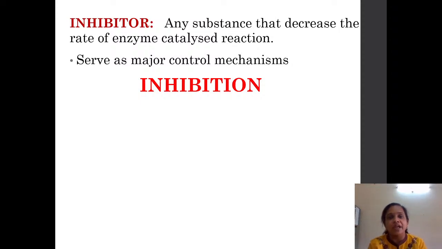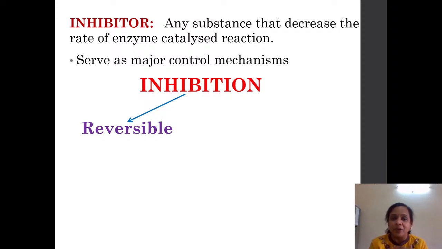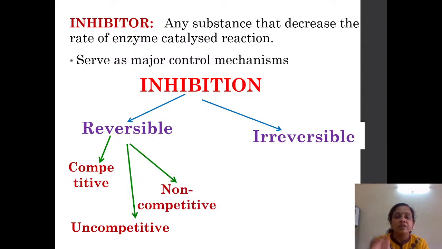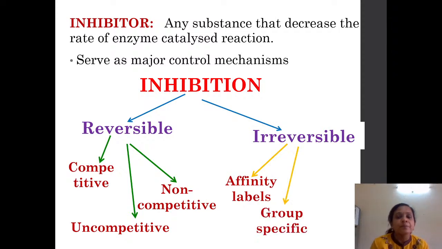The mechanism of inhibition is divided into two types, based on whether it is reversible or irreversible: reversible inhibition and irreversible inhibition. The reversible inhibition is further divided into three types: competitive inhibition, uncompetitive inhibition and non-competitive inhibition. The irreversible inhibitions are further divided into affinity labels, group specific and suicidal inactivation.